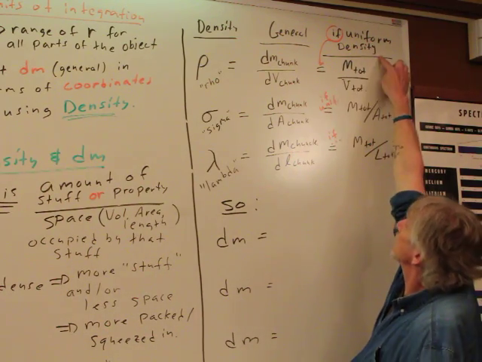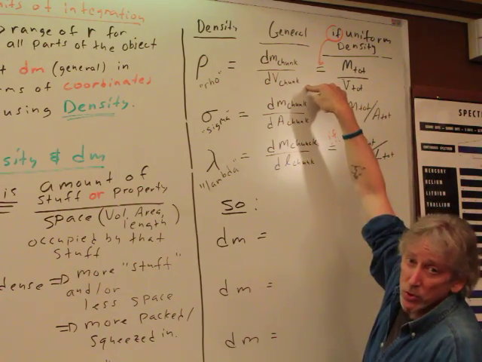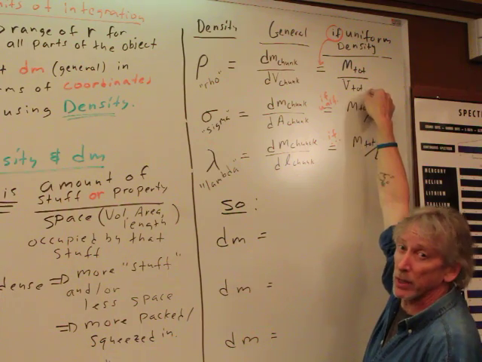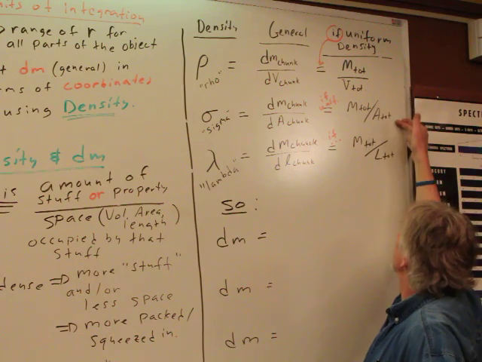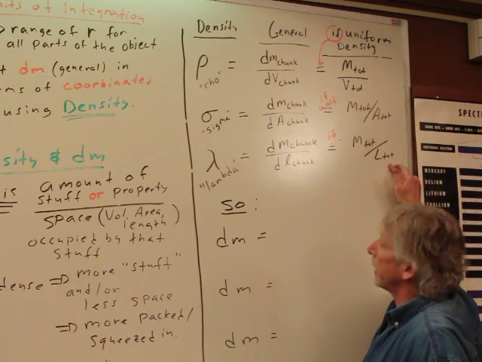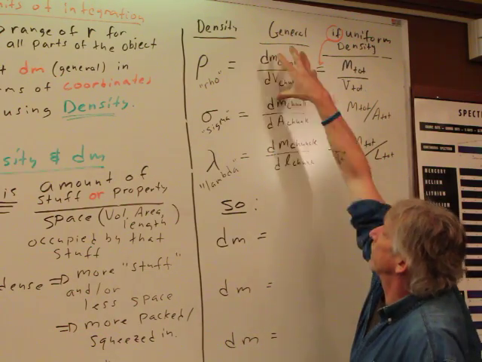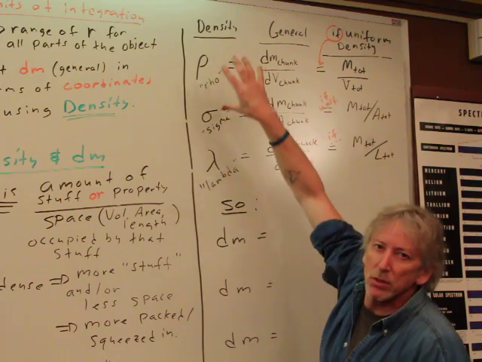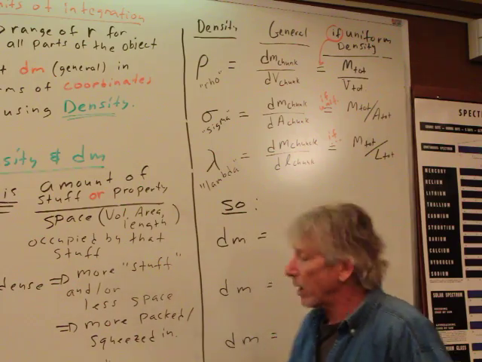But in the case where there's uniform density, then that is equal to the total mass over the total volume. Just take the total mass divided by the total volume, and that's the density. Or total mass over total area, or total mass over total length. But you can't use this if the density is varying. If it's varying, you need to be given an equation that's been used to engineer the thing or whatever it is. Okay, all right, cool.